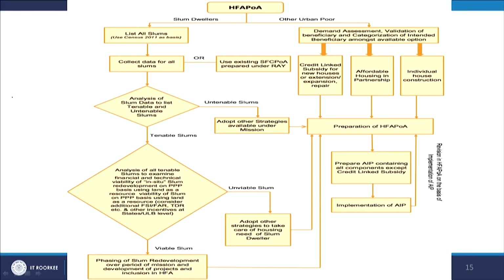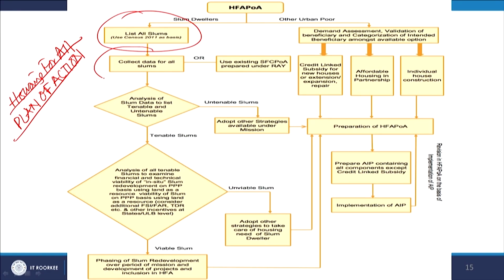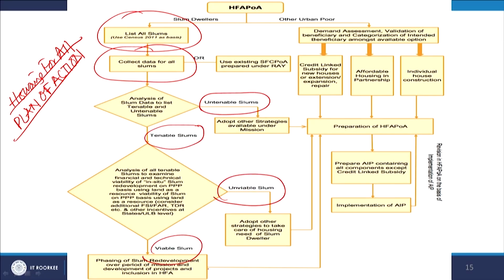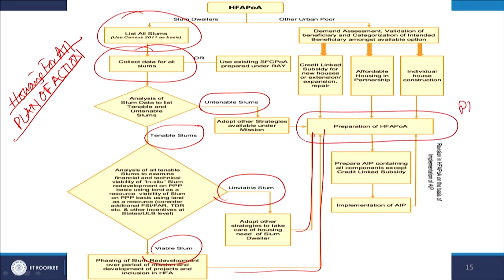In the implementation you have to make a plan document called the Housing for All Plan of Action. Under that, you have to make a list of all slums and collect data of all slums. Similarly, as we discussed earlier, you have to identify the untenable slums and tenable slums. Within the tenable slums, you identify the unviable and viable slums, and for the viable slums you prepare the Housing for All plan of action. So, this is a planning document.